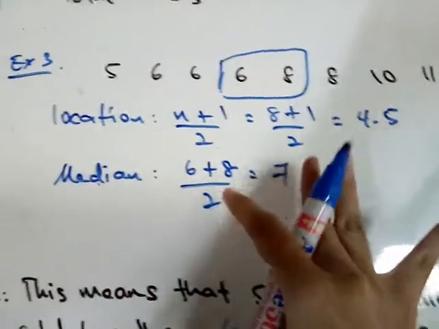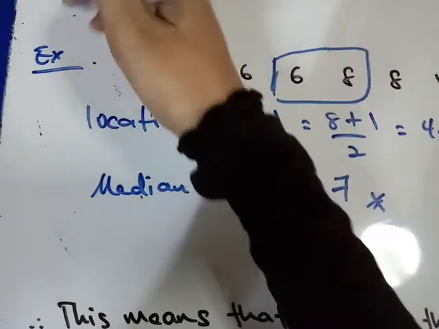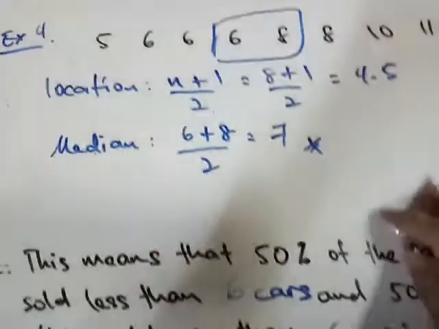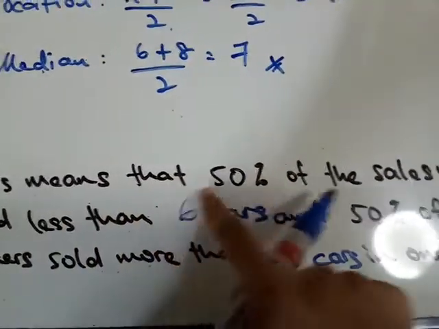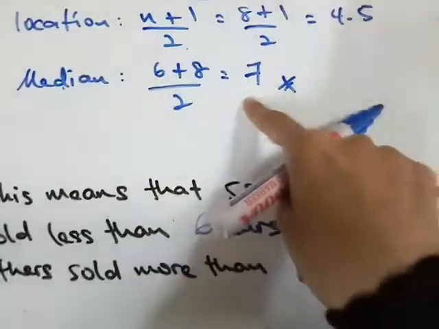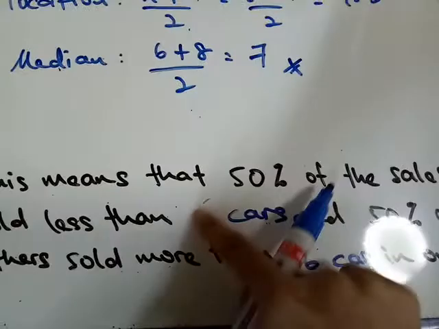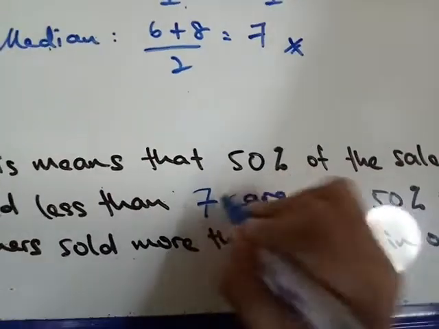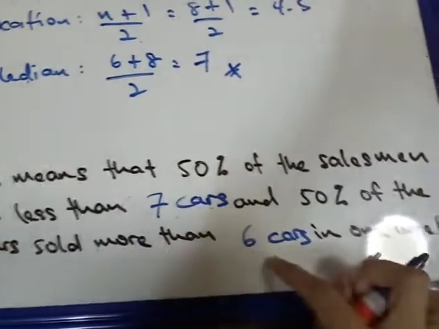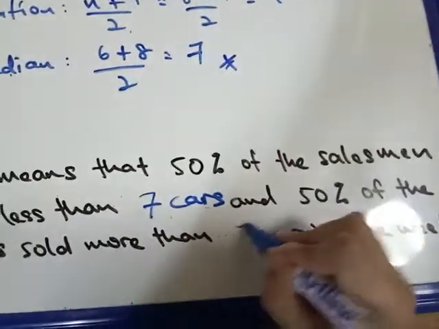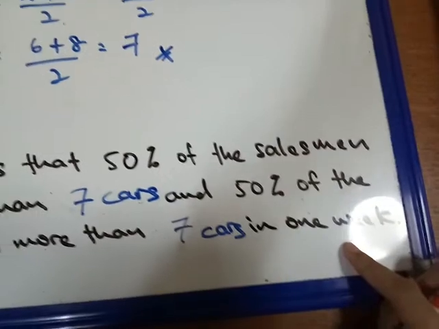Alright, for example 4. Okay, example 4 ini. Okay, so sama juga, interpret yang sama. This means that 50% of the salesmen sold less than, disebabkan median dia 7, so tukar kepada 7 cars. And 50% of the others sold more than 7 cars in 1 week.